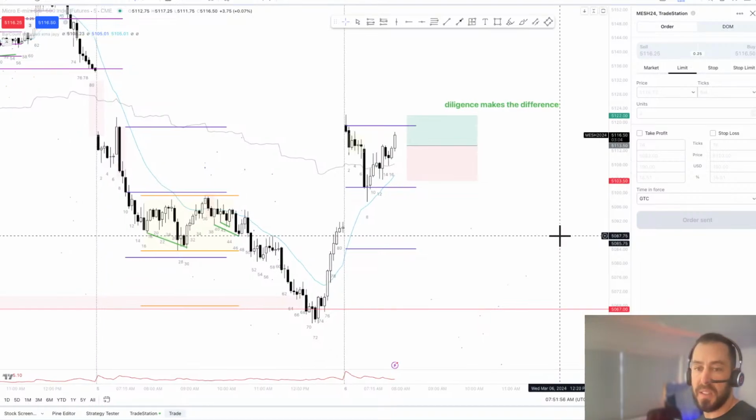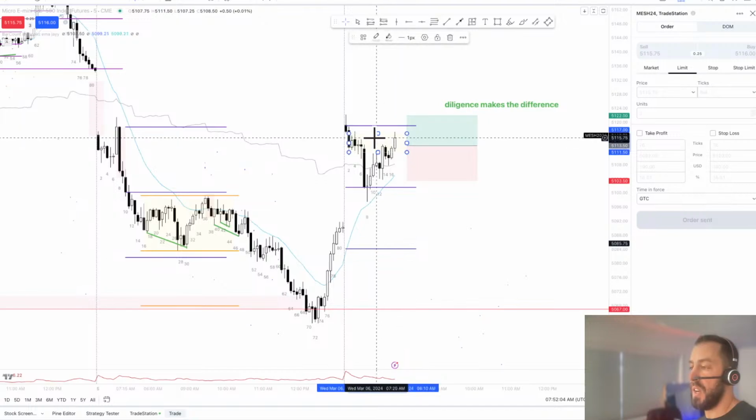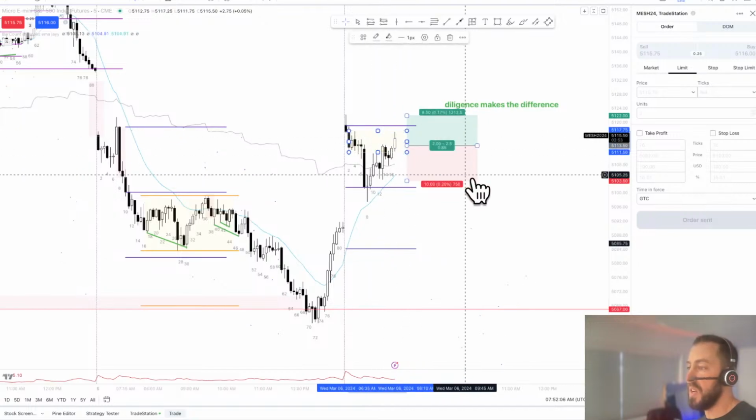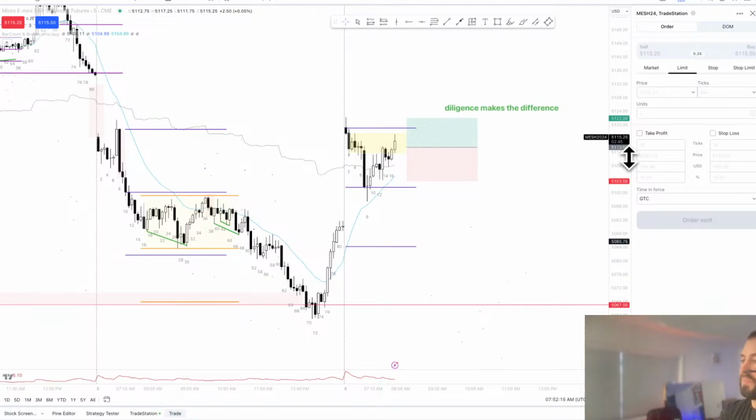Bulls getting strong momentum. Moving into this zone here. So what I'm watching now is if the bulls can break through this area. All right. We'll mark it. See if the bulls can break through that area.